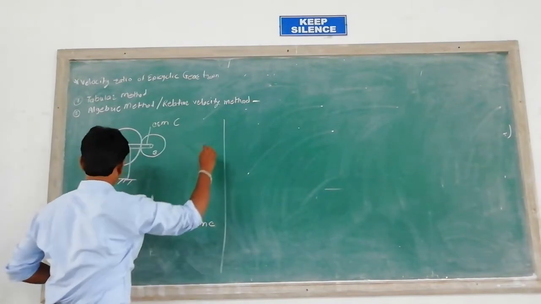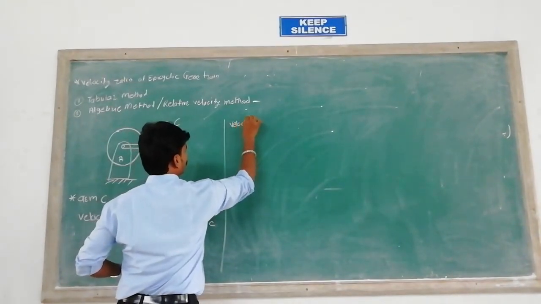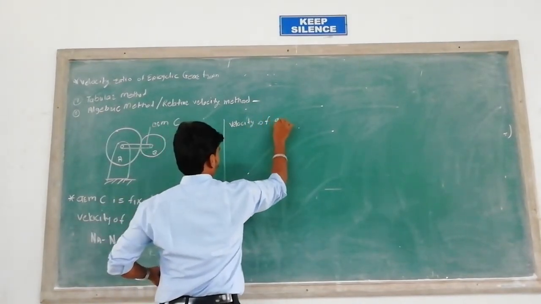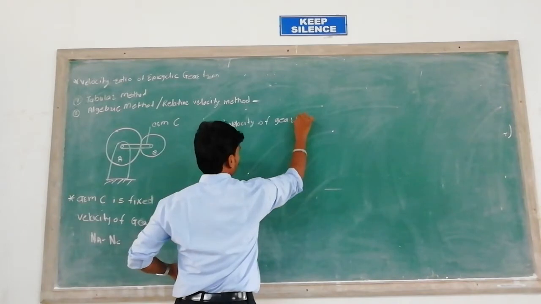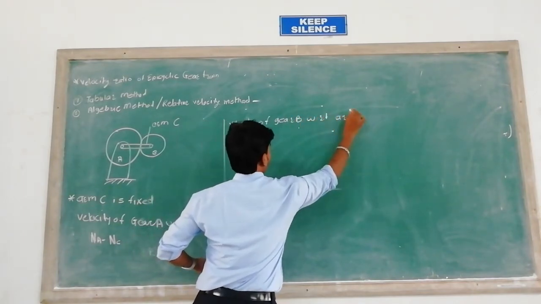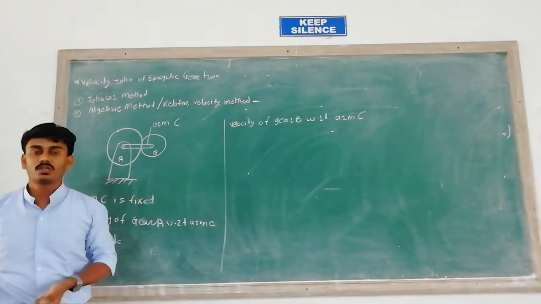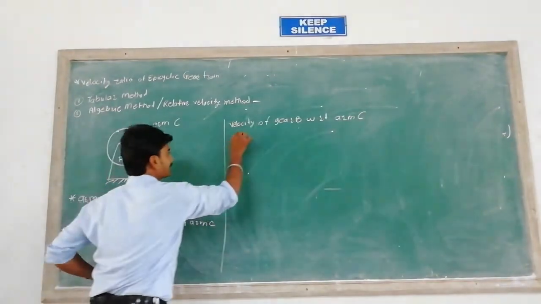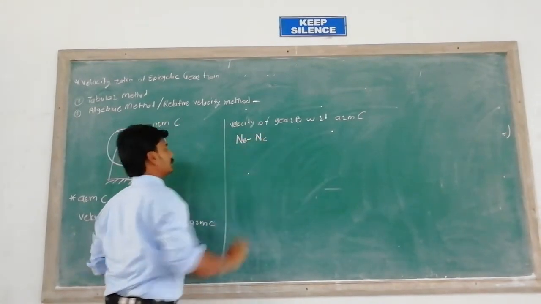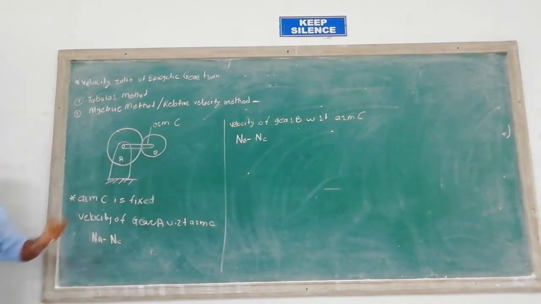Now, the velocity of gear B with respect to arm C. We will write it as NB minus NC. This is the velocity of gear B with respect to arm C.